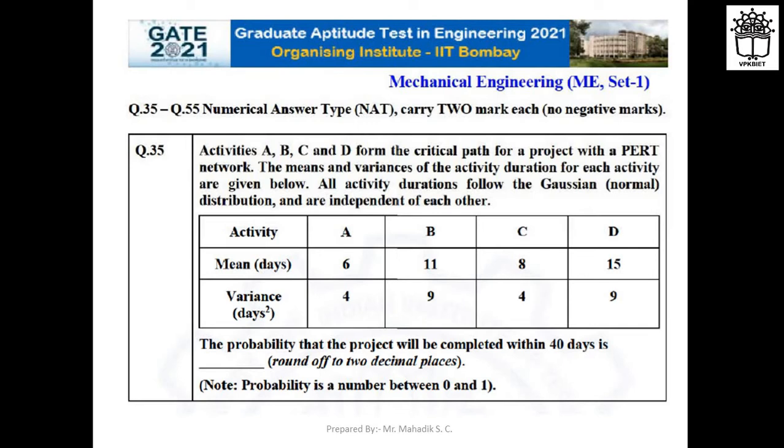So you can see that activities A, B, C, D are there. Their means and variances are given: 6, 11, 8, 15 are the means for A, B, C, D respectively, and the variances are 4, 9, 4, 9. From this data you need to calculate the probability that the project will be completed within 40 days, right? As you know, the probability is just a number ranging between 0 and 1. So you have to calculate the probability that this project will complete within 40 days. This is a PERT problem, right?